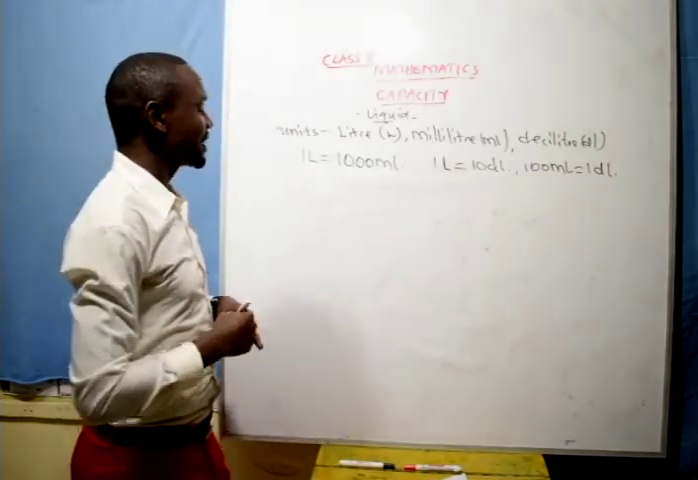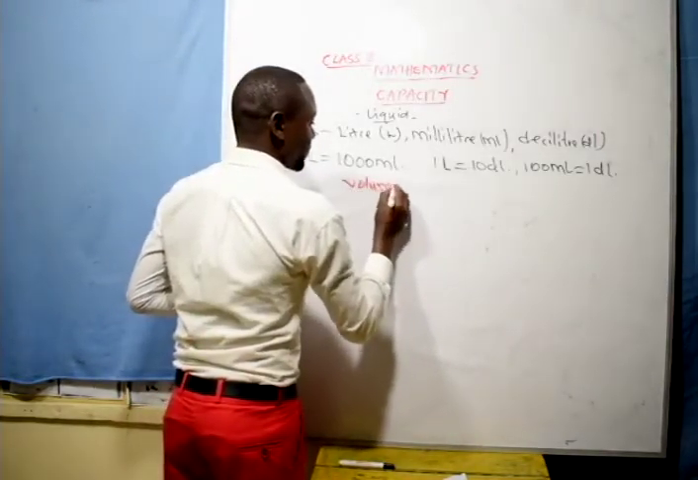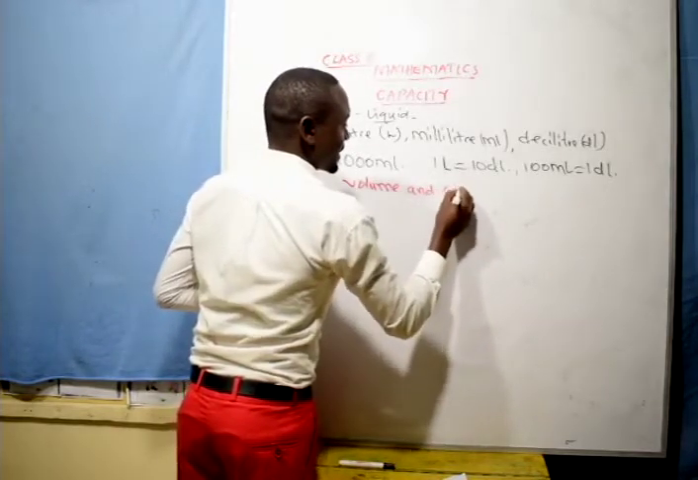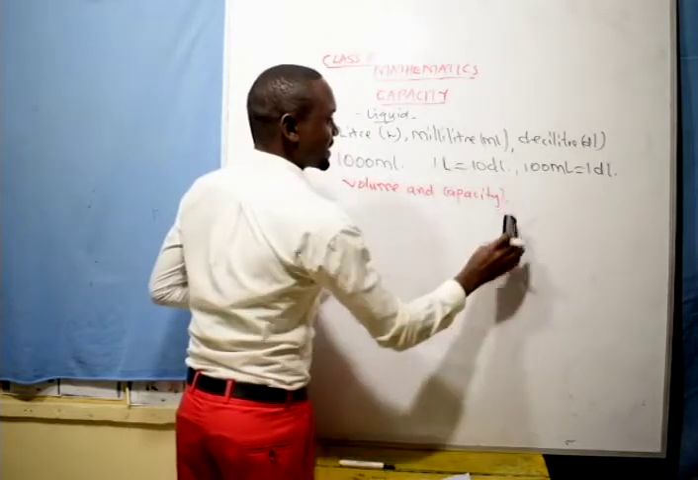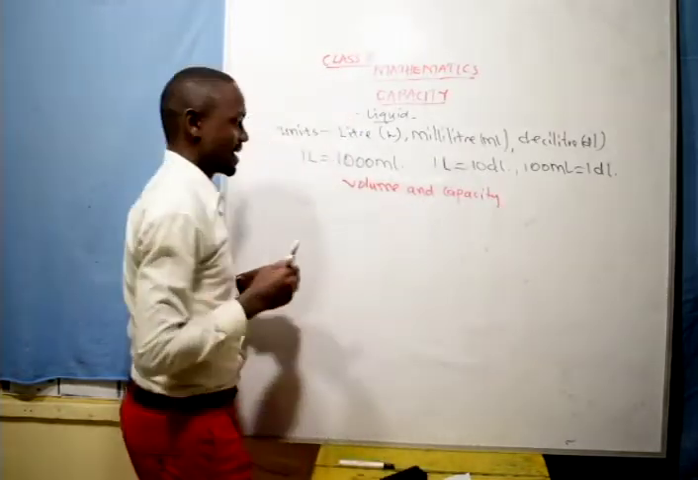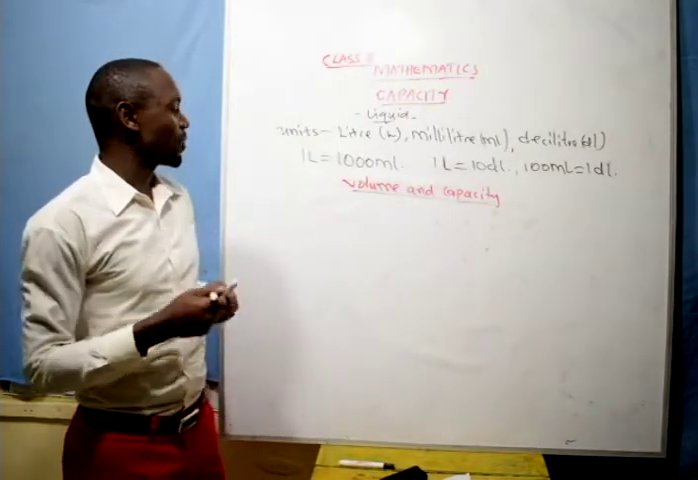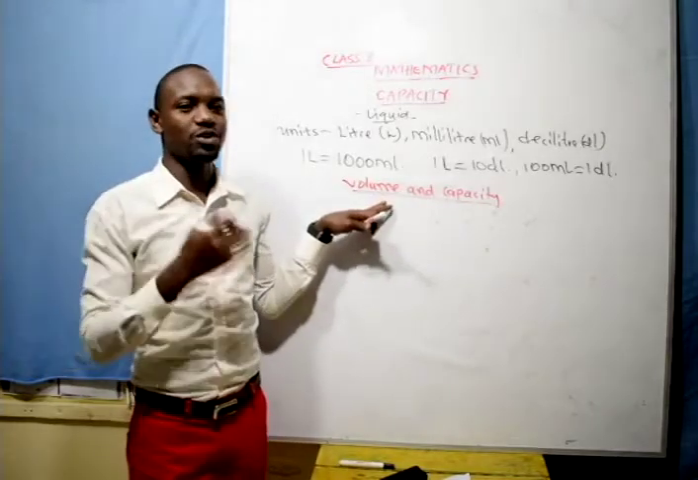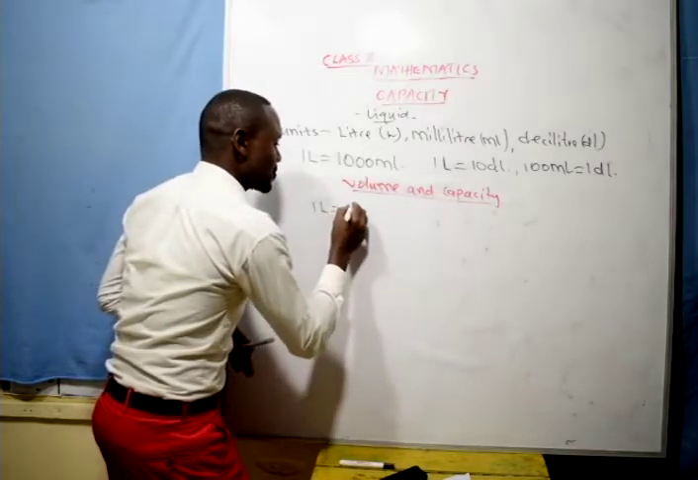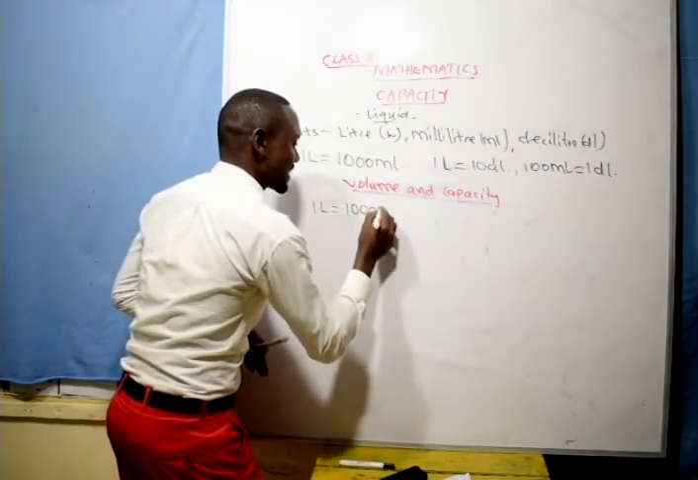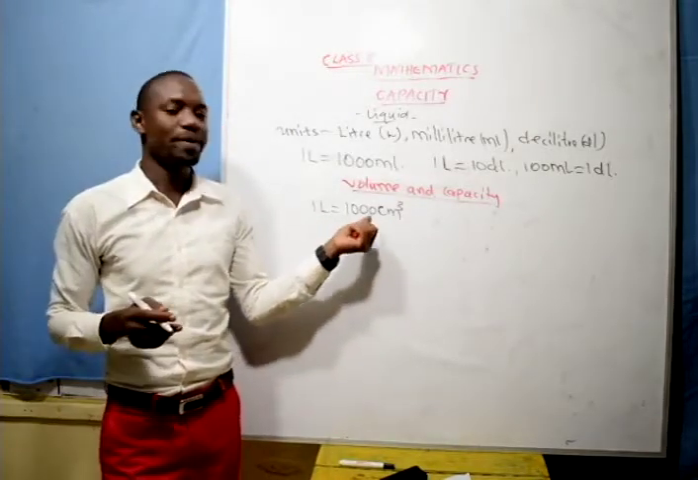Now, we also have the relationship between the units of volume and the units of capacity. You can be told to convert the units of volume to the units of capacity. So 1 liter is equal to 1000 cubic centimeters.